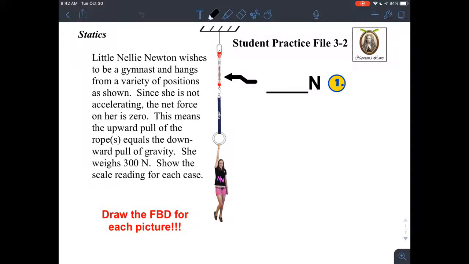This is a habit you want to get into going forward. Your free body diagrams are going to be part of your quizzes and your tests when you get assessed later on. So please be able to draw these. So we're going to start with Nellie Newton.